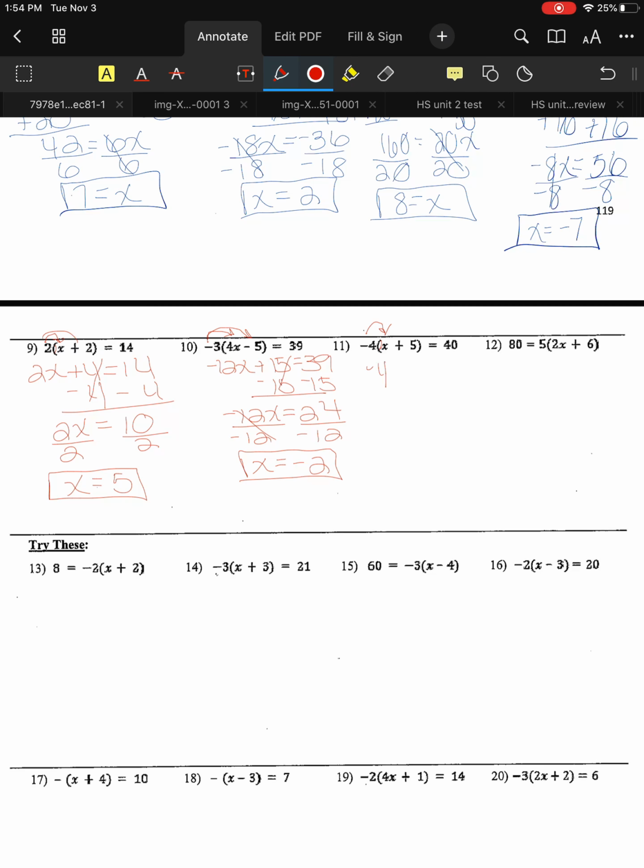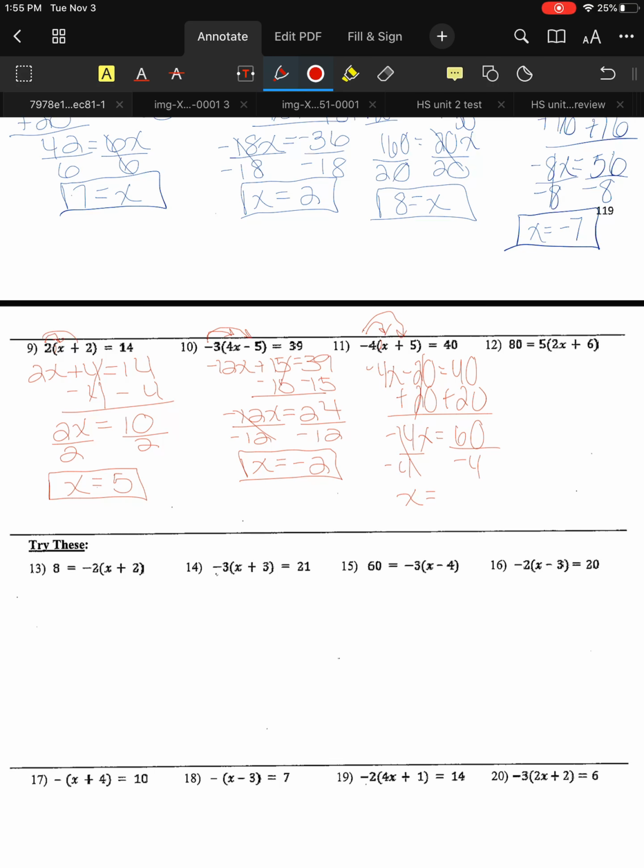Problem number 11, negative 4 times my invisible 1 is a negative 4x. Negative 4 times 5 is a negative 20, which is equal to 40. I then add 20 to both sides. Negative 4x equals 60. The opposite of multiplying by negative 4 is to divide by a negative 4.